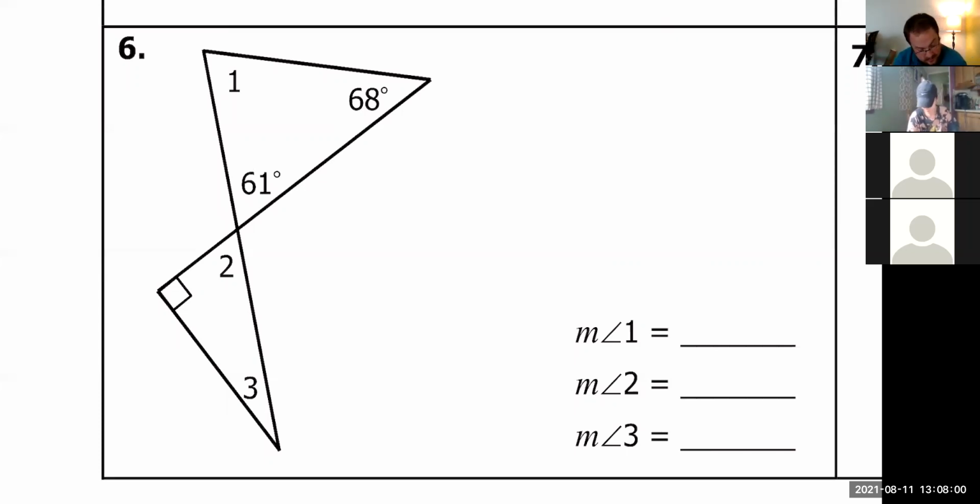And let's see what we can do. Which angle do you want to find first? Angle 1, okay. So I'm looking at angle 1. I notice it's in this top triangle here. I have 2 of the 3 angles, and I know what the sum should be.